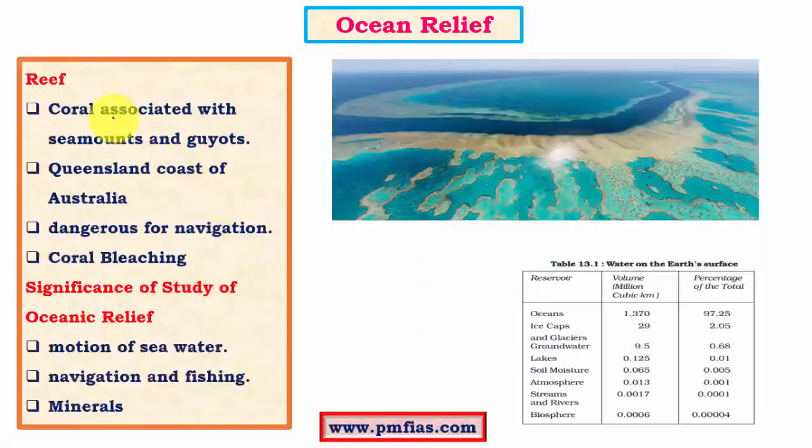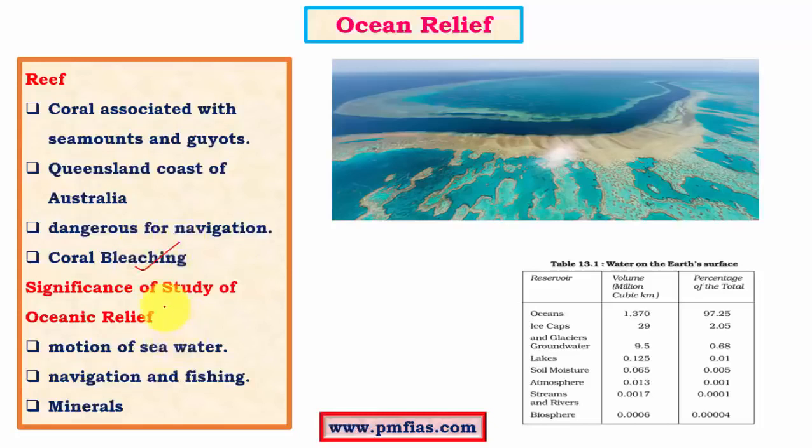Reefs are associated with coral reefs. There are various reefs, namely fringing reef, barrier reef, etc. We'll study them in detail. The best example of a reef is the Great Barrier Reef off the Queensland coast of Australia, and they are also dangerous for navigation. We'll study the important concept of coral bleaching in the next videos.